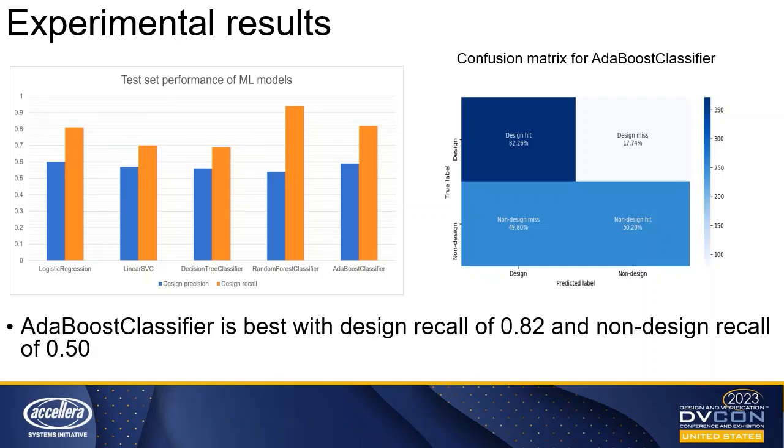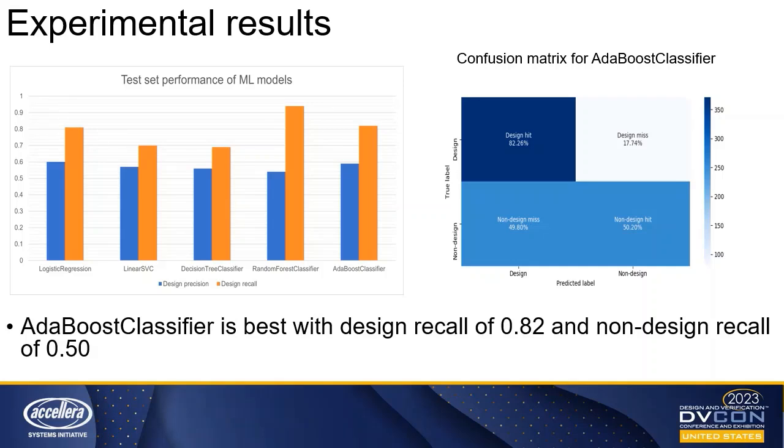The classification metrics used for measuring the machine learning model performance are precision and recall. The recall for the design class is given more importance because missing a design bug is more costly from the business perspective. The left bar chart shows the design precision and recall for the different machine learning models tried in the paper.